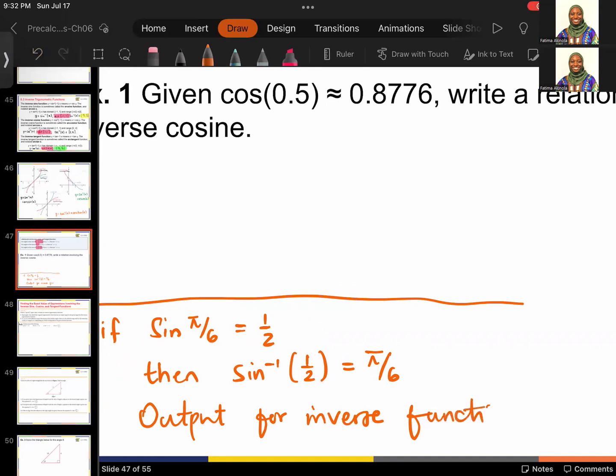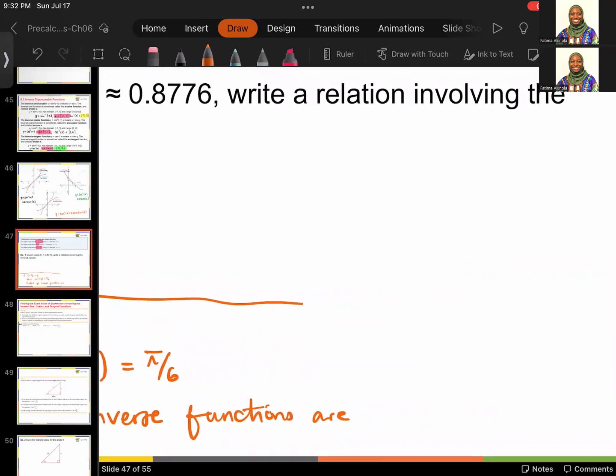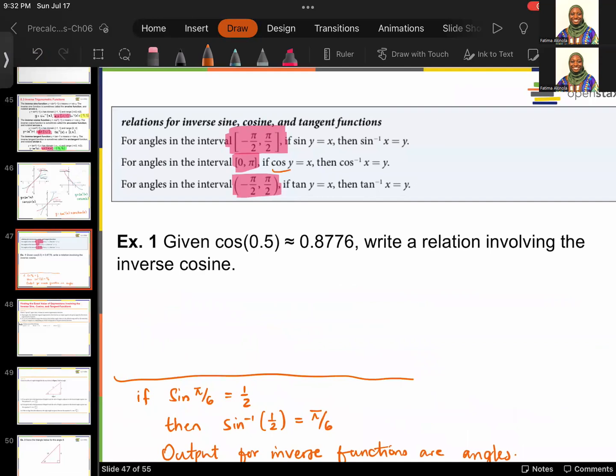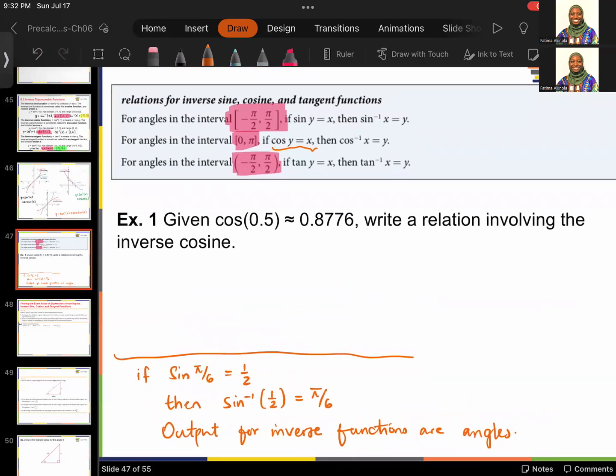Whatever you're putting into an inverse trig function, the x, is a regular good old number, but the output must give you angles. That's just what it's explaining here. If cosine of y is x, then cosine inverse of x is y. And the same thing for tan. So for this example, it says given cosine 0.5 is 0.8776, write a relation that involves the inverse function. So it's just like what you have in the box.